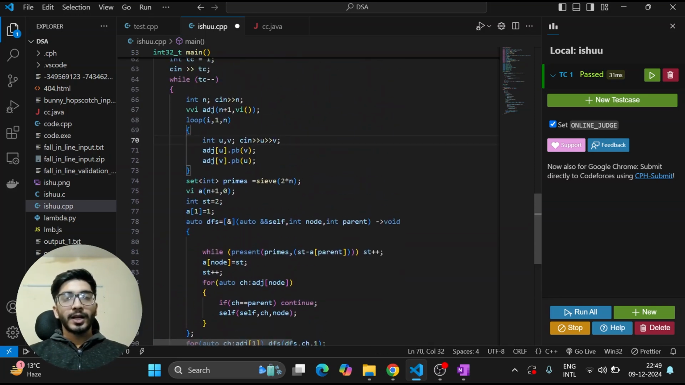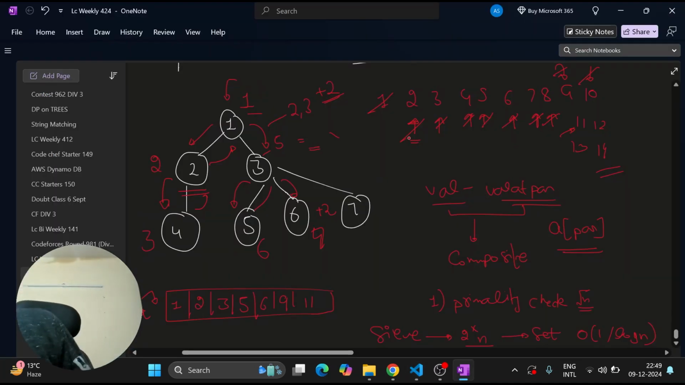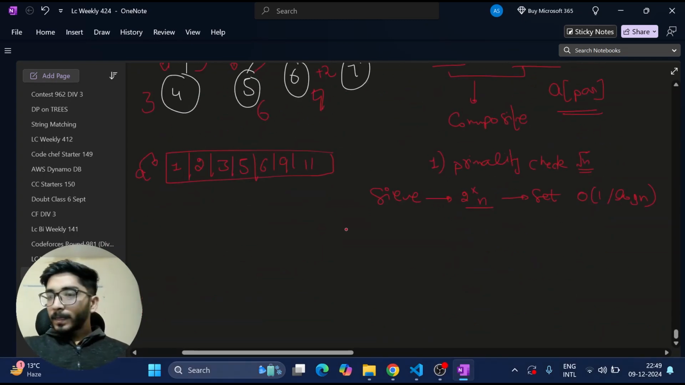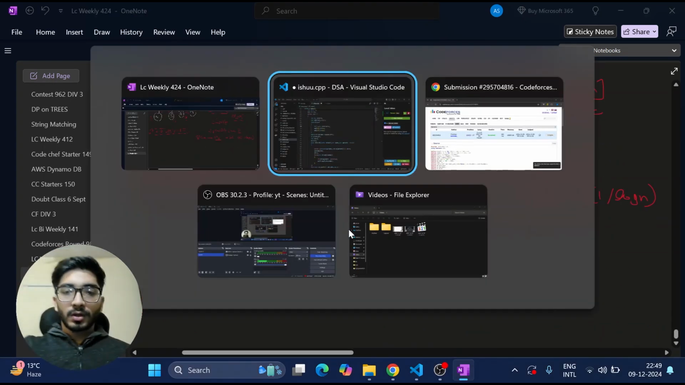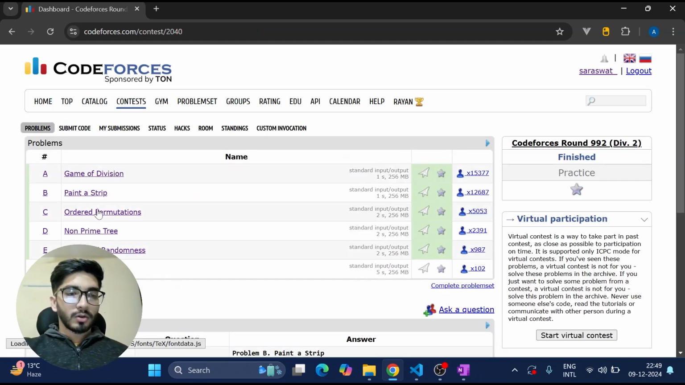So let's quickly move on to the next problem, which is E. Let me just connect my charger. Cool. So let's move on to the problem E.